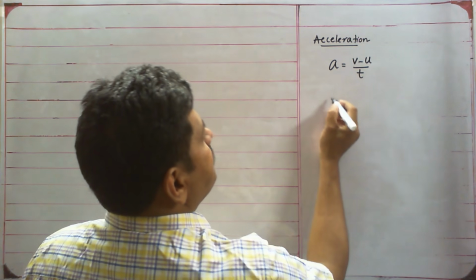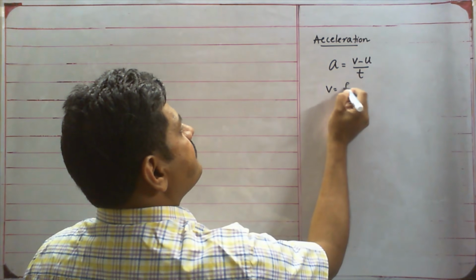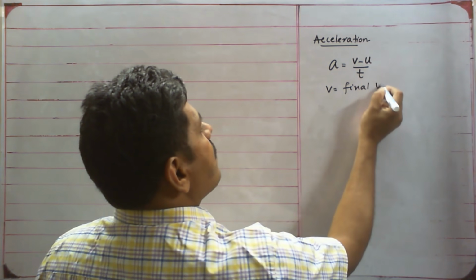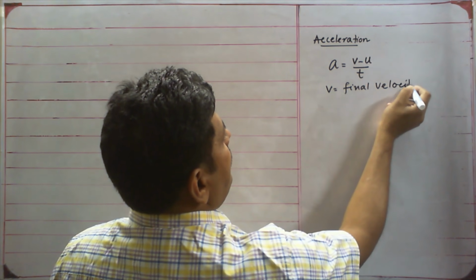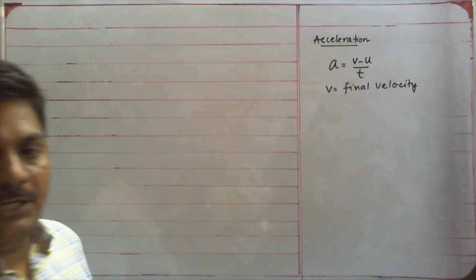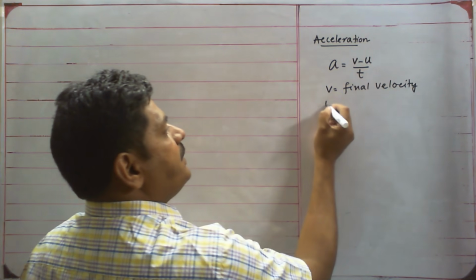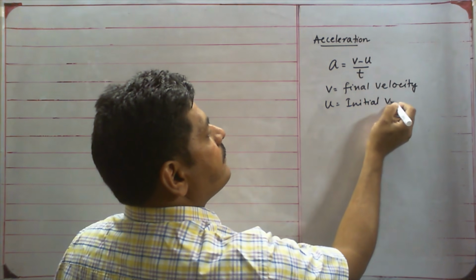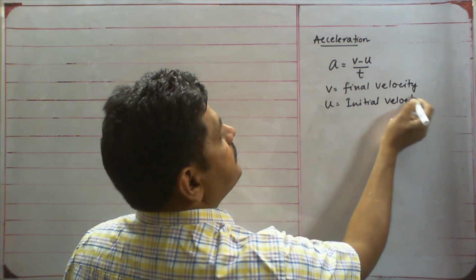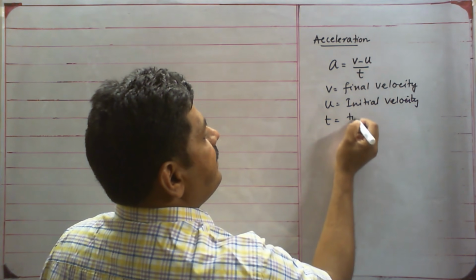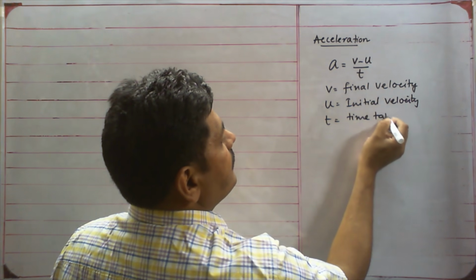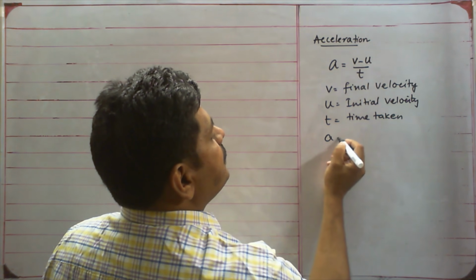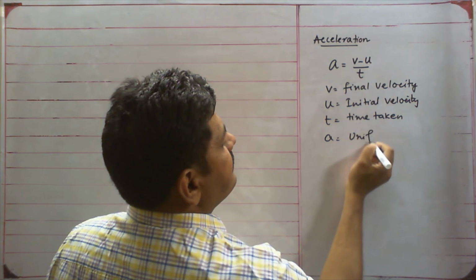So A is equal to V minus U by T, where V is the final velocity of the body, U is the initial velocity of the body, T is the time taken, and A is the uniform acceleration.